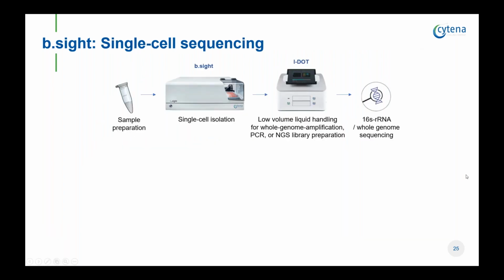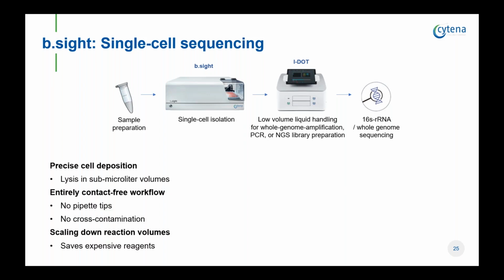Another exciting application is single-cell sequencing of bacteria. The B.SIGHT allows for precise deposition of single bacteria into 96 or 384 well PCR plates. Using low volume liquid handling, it allows to then lyse individual cells in sub-microliter volumes for subsequent genome amplification and other assays. By combining the B.SIGHT with the I.DOT low volume dispenser, we provide a very flexible solution for plate-based single-cell genomics and NGS library preparation workflows.